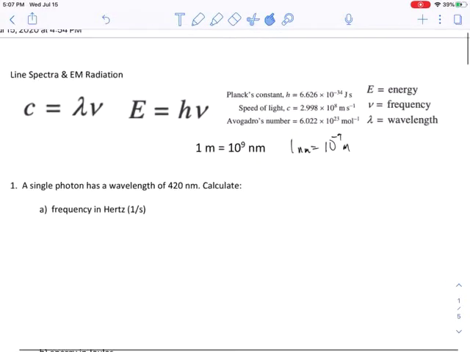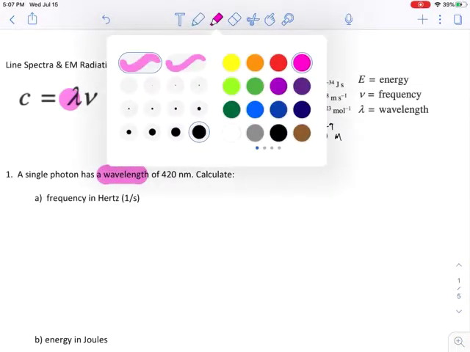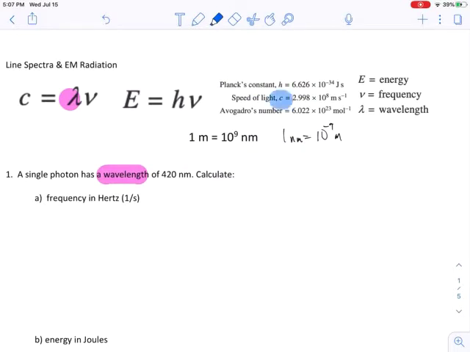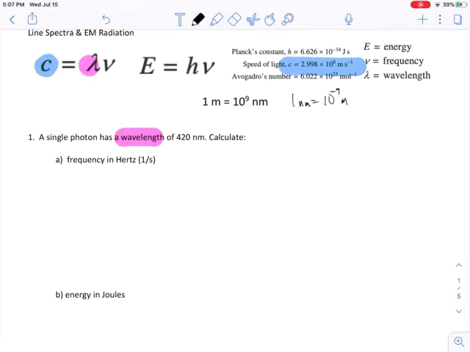All right, so anyway, what they have done here is they have given us wavelength. So because they have given us wavelength, they have given us this. And of course, we know that the speed of light, c, is this. So we have two of the three things from our equation. It's just a simple plug and chug, making sure we get all of the units right.